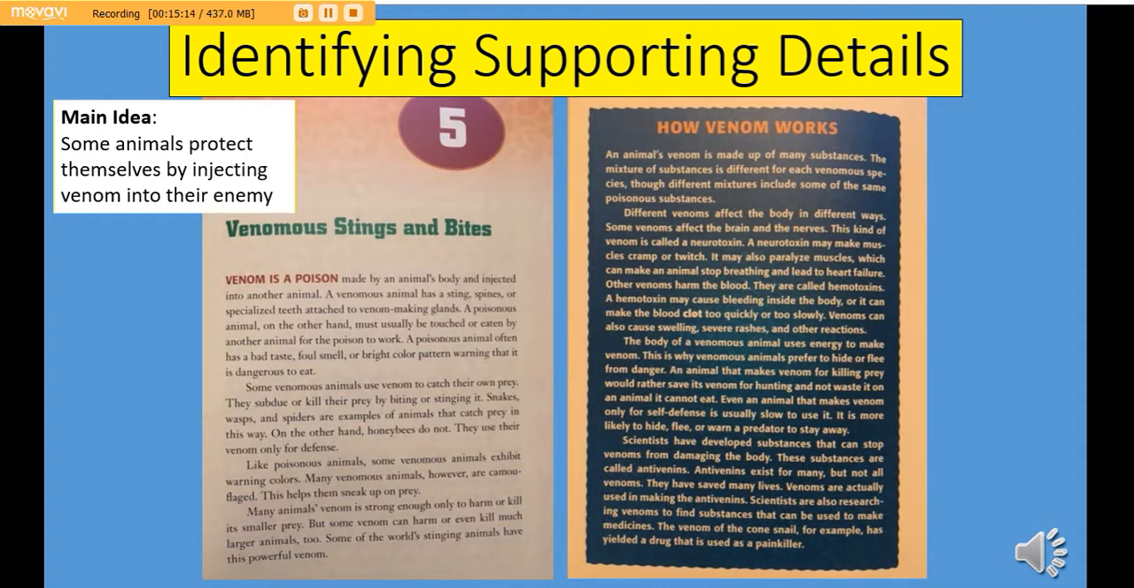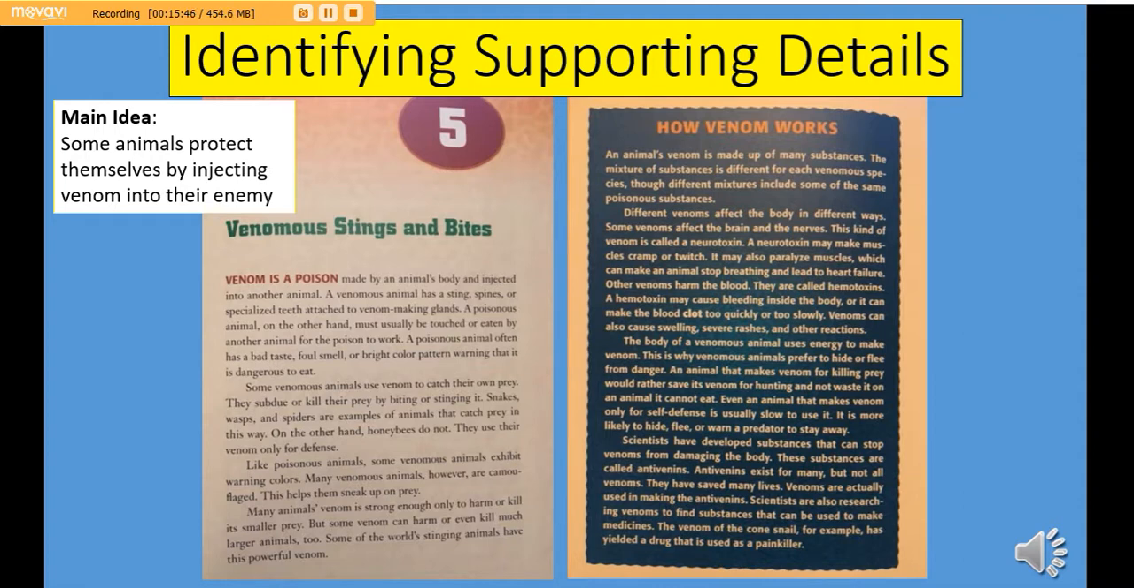How Venom Works, page 76. An animal's venom is made up of many substances. The mixture of substances is different for each venomous species, though different mixtures include some of the same poisonous substances. Different venoms affect the body in different ways. Some venoms affect the brain and the nerves. This kind of venom is called a neurotoxin.